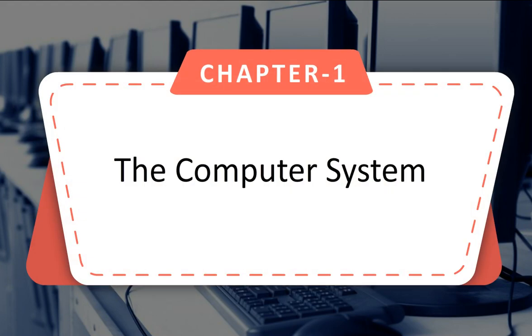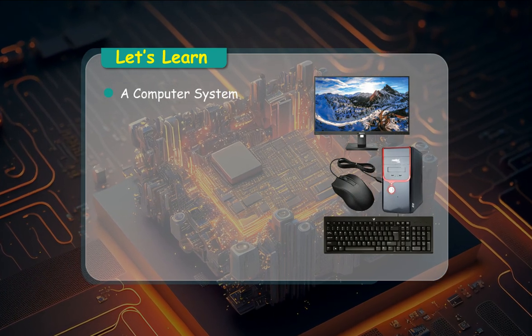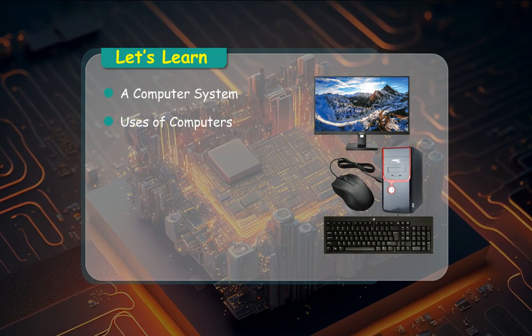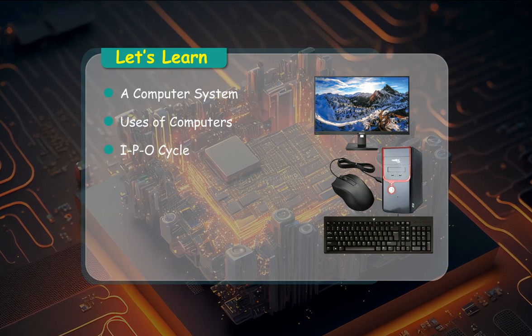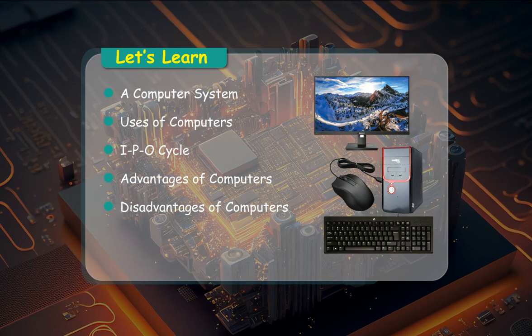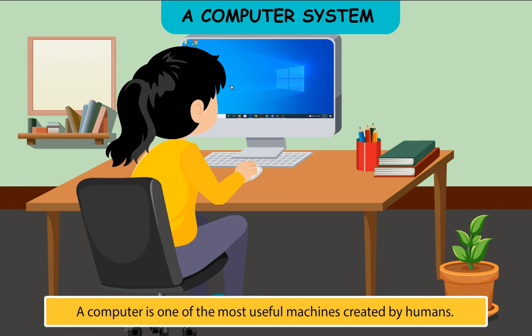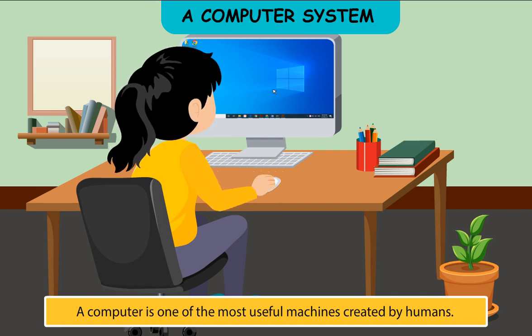Chapter number 1. The Computer System. Let's learn: a computer system, uses of computers, IPO cycle, advantages of computers, disadvantages of computers, types of computers. A computer is one of the most useful machines created by humans.